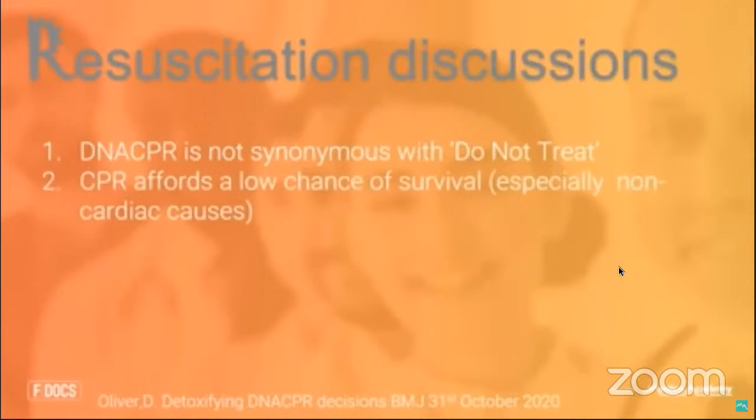2, CPR affords a low chance of survival, and unfortunately, TV and film don't always give this message out. So we need to be really clear with the public and with patients that the chance of surviving a cardiac arrest is very low. The chance of surviving a cardiac arrest out of hospital is even lower, and the chance of surviving a cardiac arrest that is due to non-cardiac causes is lower still. And so we can't expect them to make informed decisions unless we're very clear about this with patients.